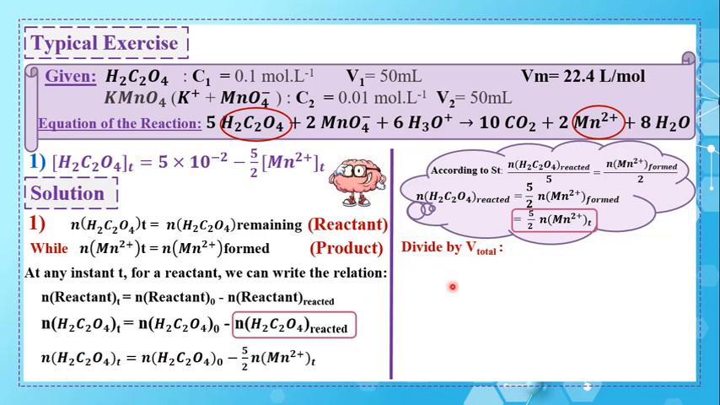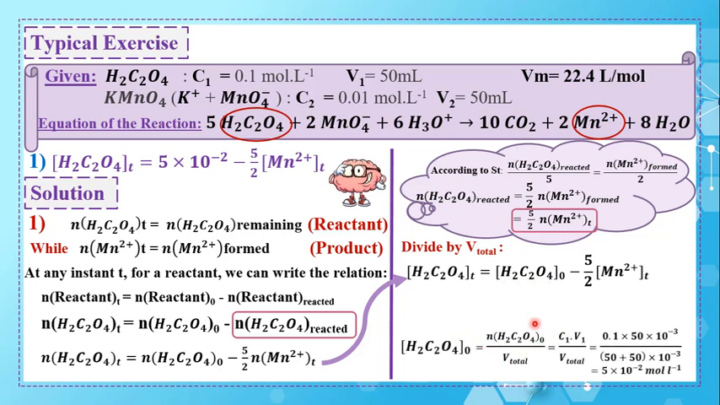So the number of mole divided by V total will allow me to pass to the concentration, and I will get the concentration of H2C2O4 at instant t equal to the initial concentration of H2C2O4 minus 5 over 2 the concentration of Mn2+ at instant t. Now, we still have to get this value. So the initial concentration of H2C2O4 is equal to the initial number of mole over V total. We have seen this before.